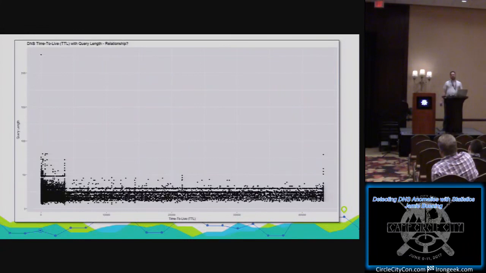Another method that you'll see when we talk about data science and finding anomalies and patterns is to plot two different variables, two different columns against each other and see if there's any relationship. This example takes across that x-axis that time to live, and then we're plotting that against the query length just to see if there's anything going on there. And in this case, I don't think there really is.